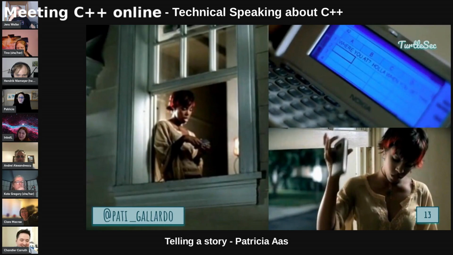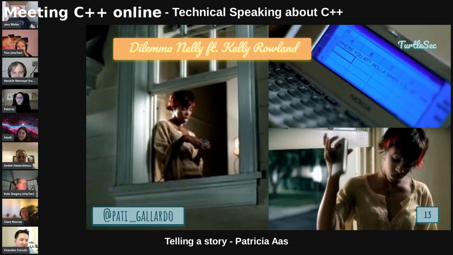And the transition was because it's old school. I tried many transitions here to make it old school. One of them was the cube rotating. I couldn't do it. It was too hard. But this is a screenshot from the song Dilemma, which Nelly did with Kelly Rowland, who was from Destiny's Child, who Zoomers don't know who is. But it has this wonderful scene in it.